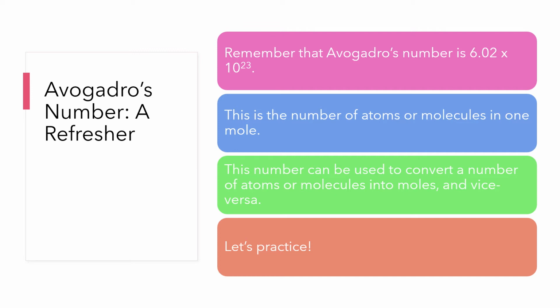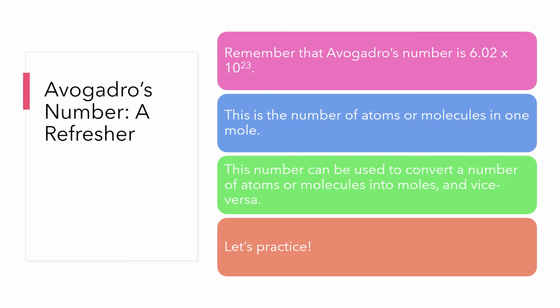Avogadro's number is 6.02 times 10 to the 23rd and represents the number of molecules or atoms in 1 mole. This means that Avogadro's number is a conversion factor, or a number that can be used to convert one unit to another. Much like 100 centimeters per meter is a conversion factor that can be used to convert meters to centimeters or vice versa, Avogadro's number allows us to convert from molecules to moles or vice versa.